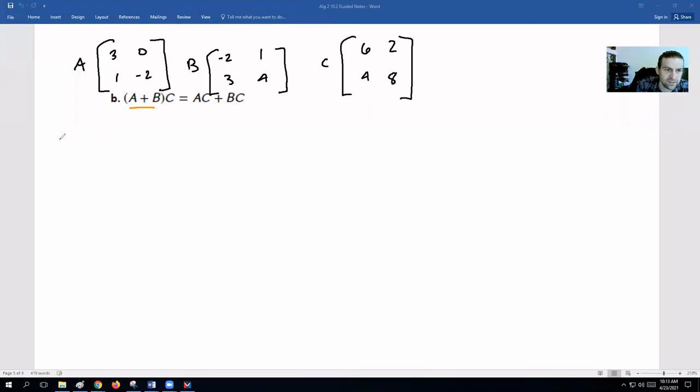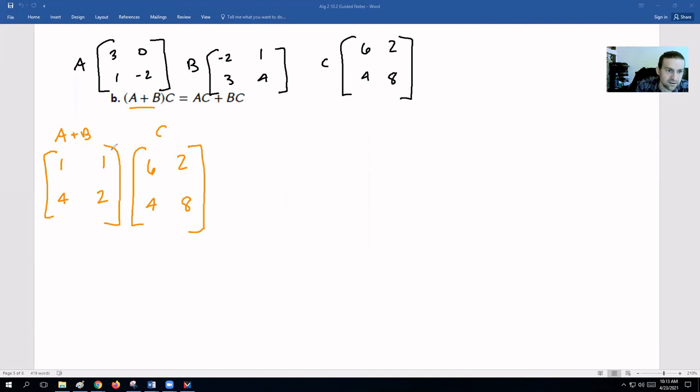Okay, so first let's do A plus B. So A plus B, all we got to do is match up corresponding elements. So 3 plus negative 2, that'd be 1. 0 plus 1 is 1. 1 plus 3 is 4. Negative 2 plus 4 is 2. So there's A plus B. Let's times that by C. 6, 2, 4, 8.